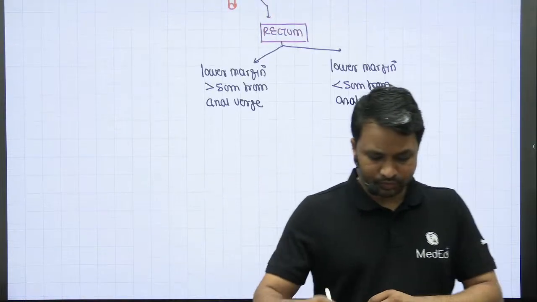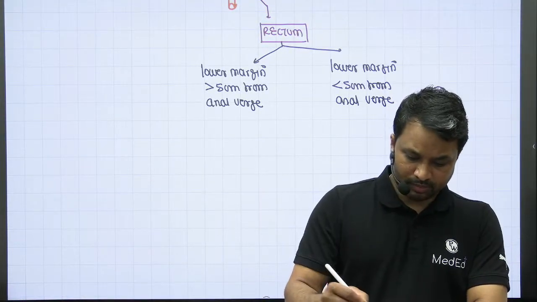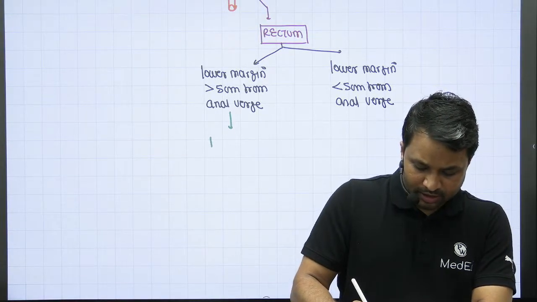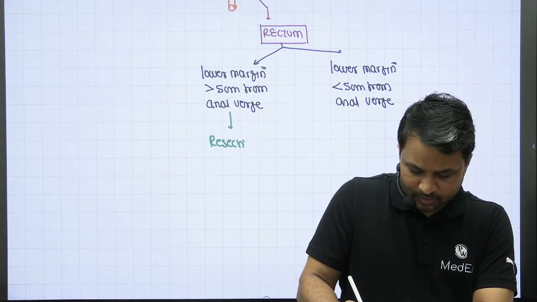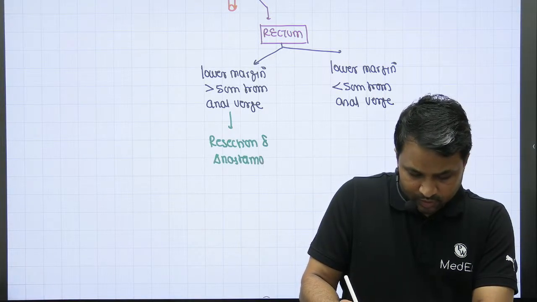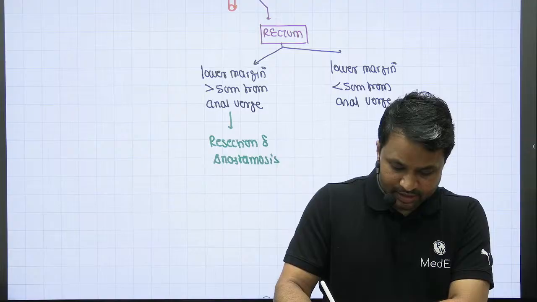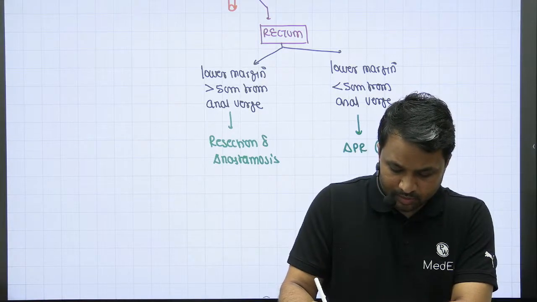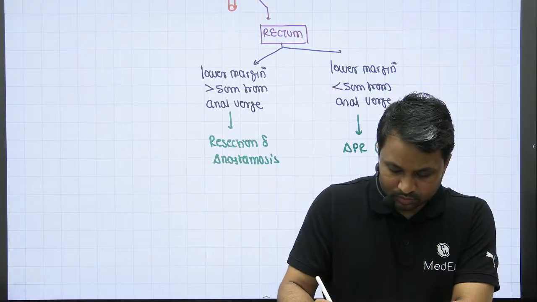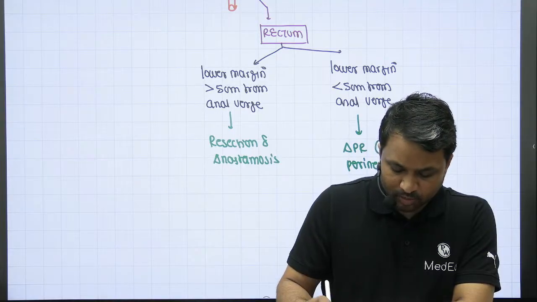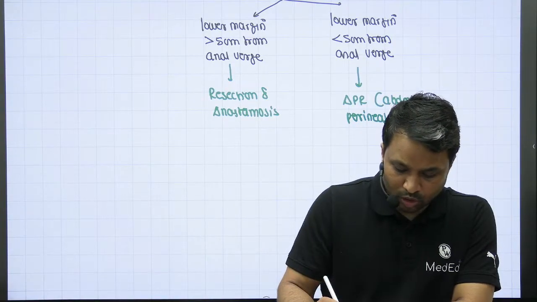Now, when the lower margin is more than 5 centimeters from the anal verge, you'll go ahead with resection and anastomosis. If it is within 5 centimeters, then you have to do an APR, that is abdominoperineal resection, which means a permanent colostomy.